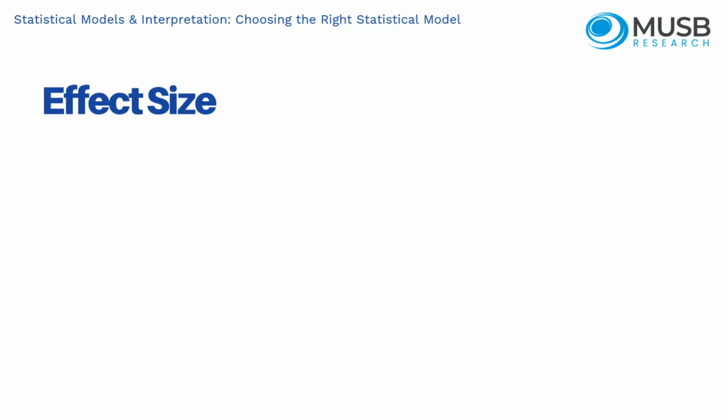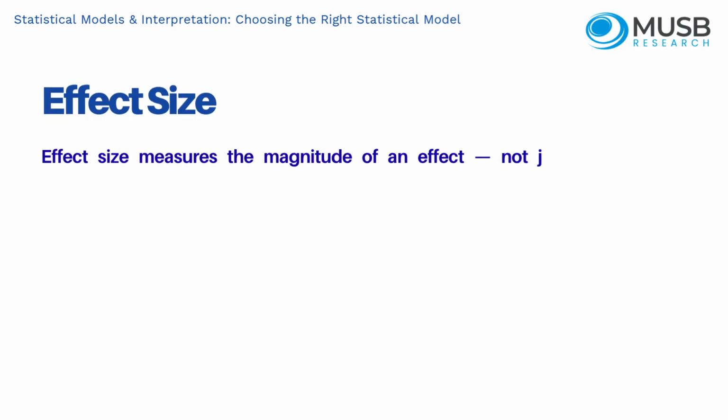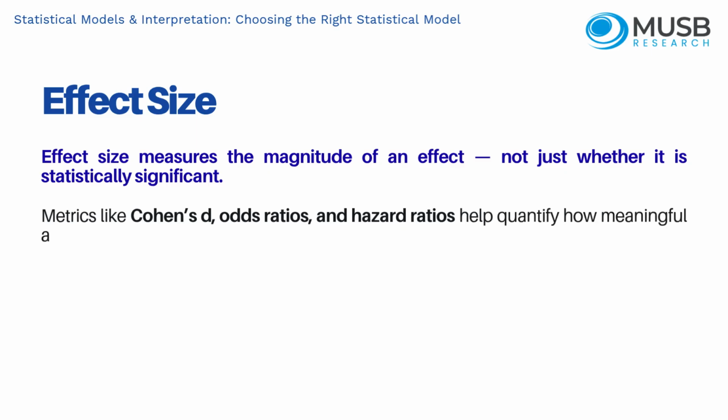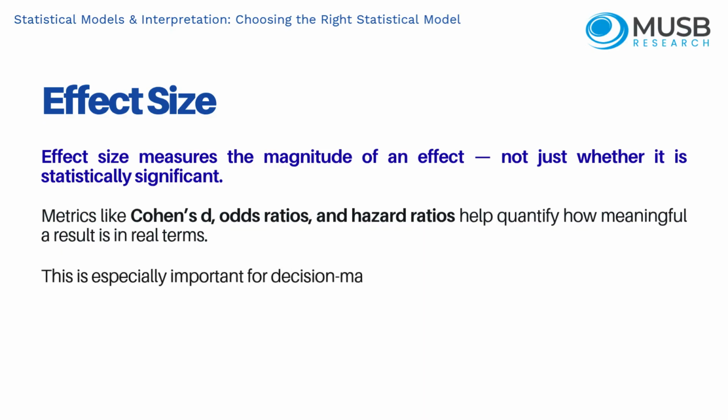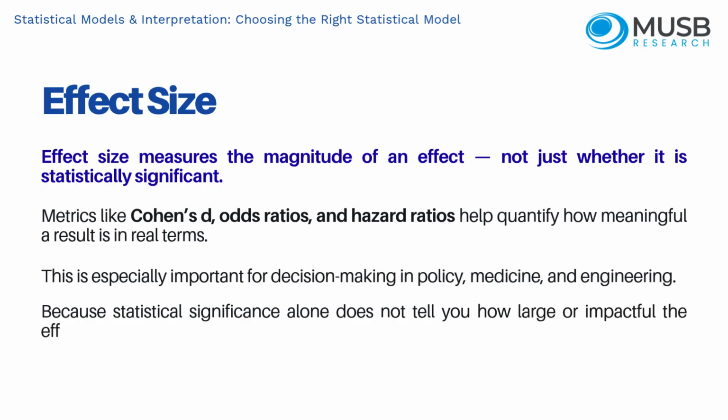Effect size. Effect size measures the magnitude of an effect, not just whether it is statistically significant. Metrics like Cohen's d, odds ratios, and hazard ratios help quantify how meaningful a result is in real terms. This is especially important for decision-making in policy, medicine, and engineering. Because statistical significance alone does not tell you how large or impactful the effect truly is.